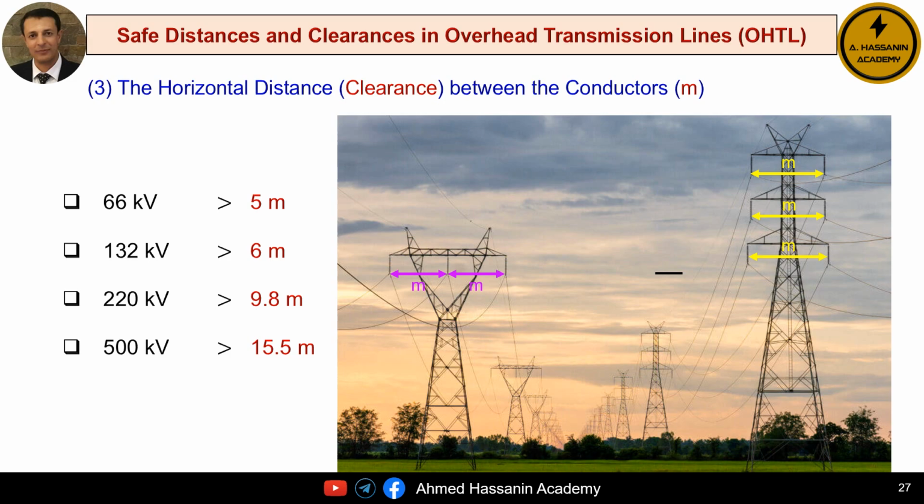In the case of an overhead line with a voltage level of 220 kilovolts, the horizontal distance or minimum horizontal clearance between the conductors or between the phases must not be less than 9.8 meters. In the case of an overhead line with a voltage level of 500 kilovolts, the minimum horizontal distance or minimum horizontal clearance between the conductors or between the phases must not be less than 15.5 meters.